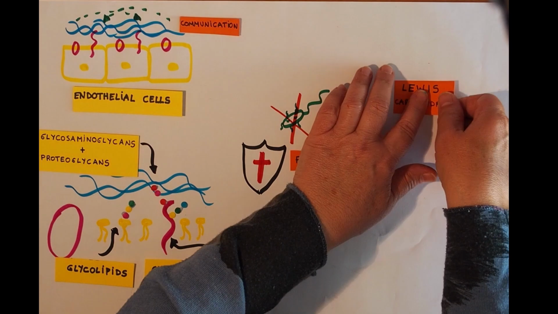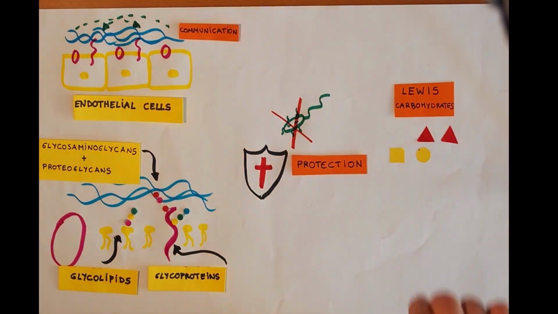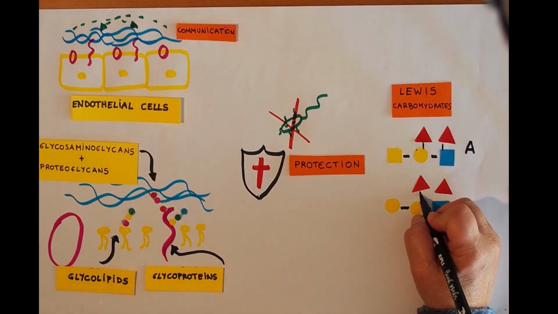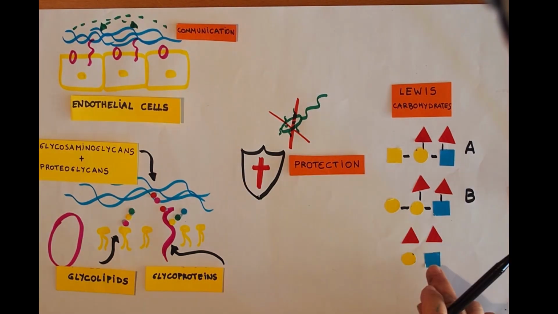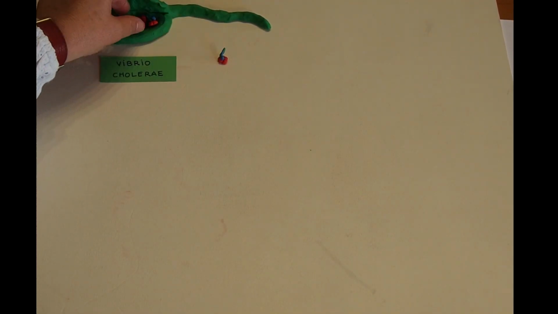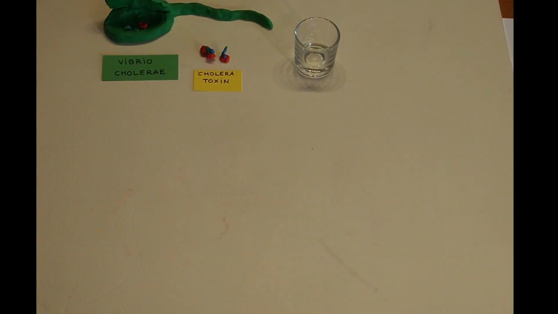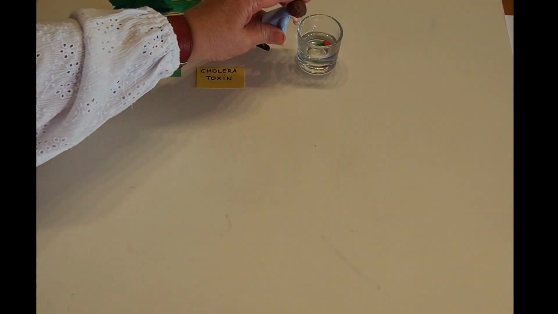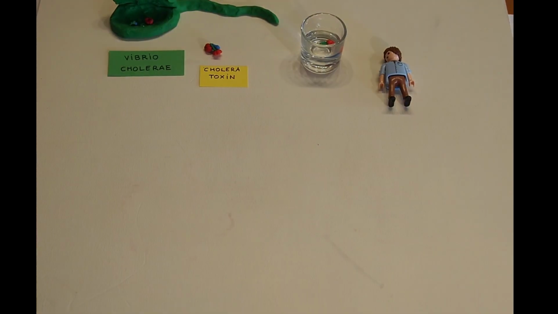One of the sugars present in the glycocalyx are Lewis Y antigens, responsible for the different types of blood, A, B, and finally O. On the other hand, there is a bacterium called Vibrio cholera, which secretes the protein cholera toxin. This protein is found in untreated water, infecting humans and being responsible of a mortal diarrhea.